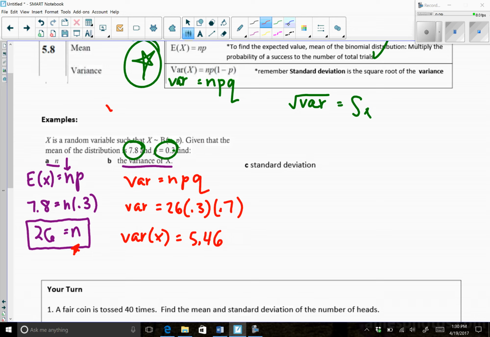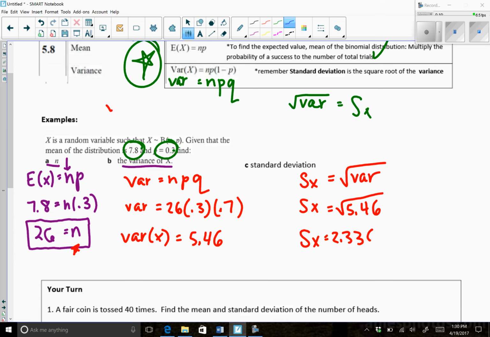And the last piece of this question is asking us for standard deviation. So just remember that standard deviation, or S of x, is equal to the square root of the variance. So S of x would be equal to the square root of 5.46. S of x is equal to 2.336664289. And you just want to make sure you go back with these values, make sure you type them into your calculator carefully and that you're getting the correct answer.